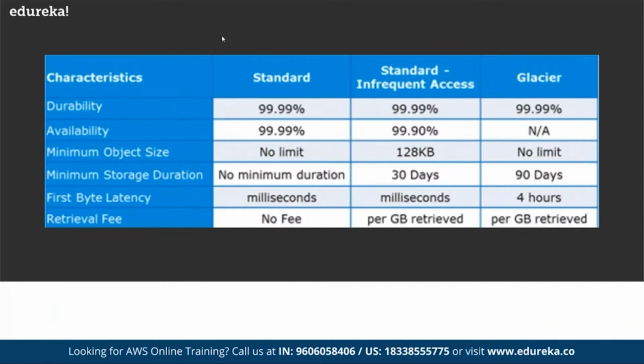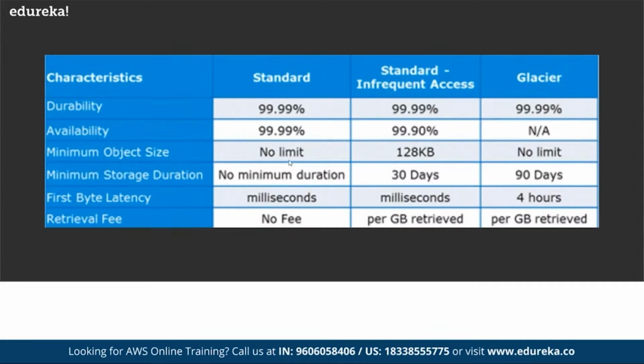And as we have seen here, each and every service is highly durable, but in terms of availability, Standard is available 99.99% of the time. Infrequent Access is available 99.9% of the time, and Glacier is not available because we have to manually request the retrieval of data. That's why it is not available, right?